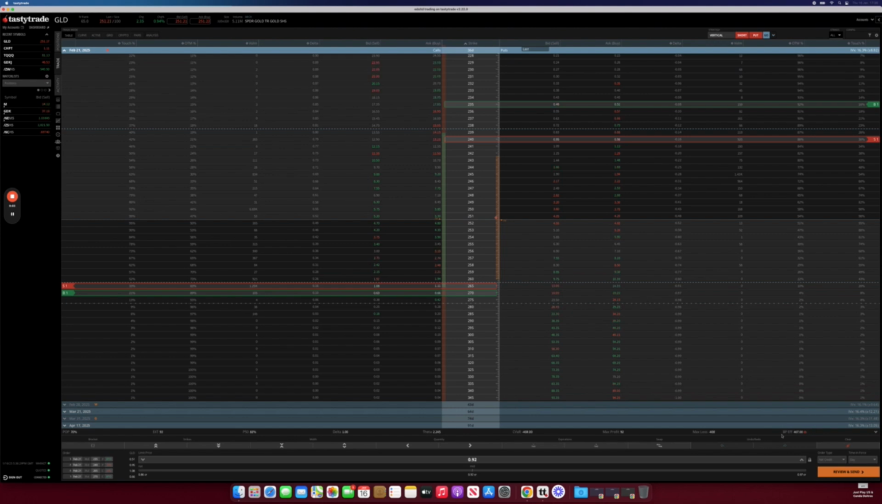So what you'll notice now is that we have a much higher return on capital. Okay, so we're giving up a little bit of probability of success in order to get a much higher return on capital. Now, you'll notice that our theta decay has decreased by quite a bit. It's now $2.24 as opposed to $8.